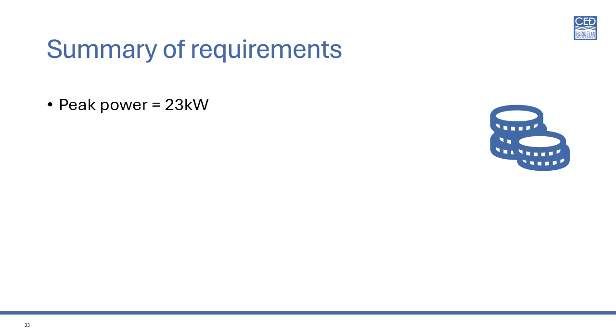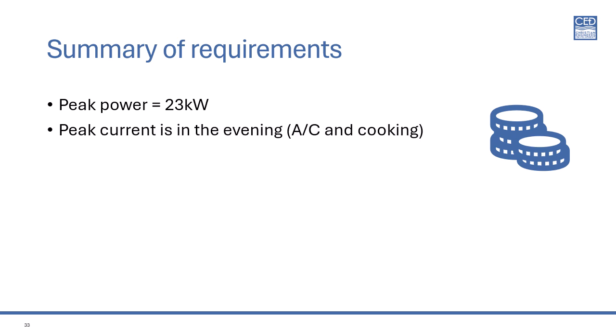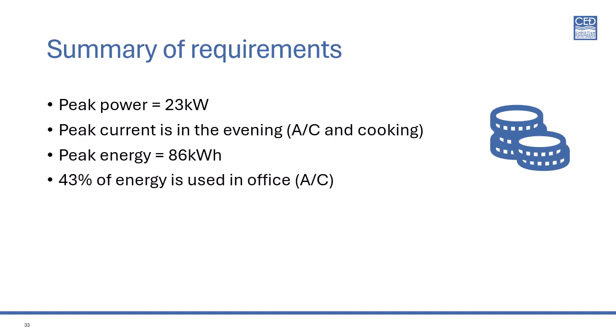To summarise, the peak power is 23 kilowatts. The peak current occurs in the evening as the air conditioning and cooker are used, and the peak energy is 86 kilowatt hours for the whole day. And of this, 43% of that energy is actually used in the office.